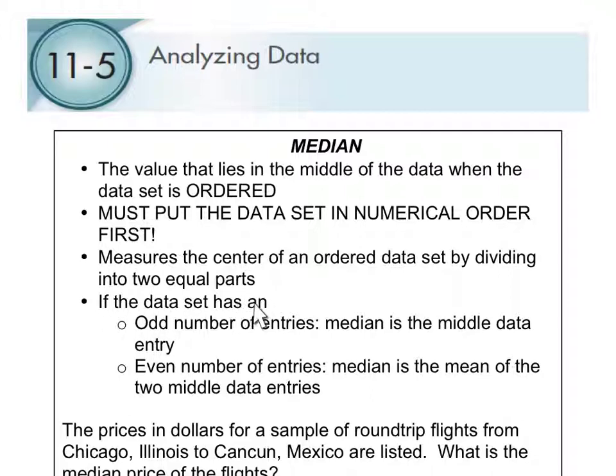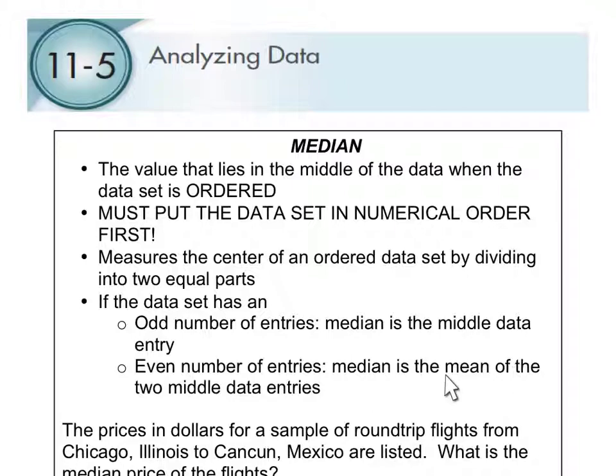Two things: if the data set has an odd number of entries, it's pretty easy. The median is the number that's in the middle. So you'll start from the outside and work in until you get to the middle number. If there's an even number of entries, the median is the mean of the 2 middle entries. So you'll end up having 2 middle entries, and you'll have to find the average of those 2 middle entries.